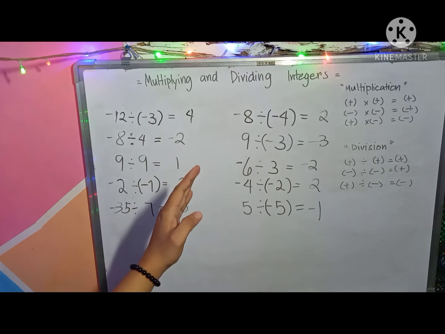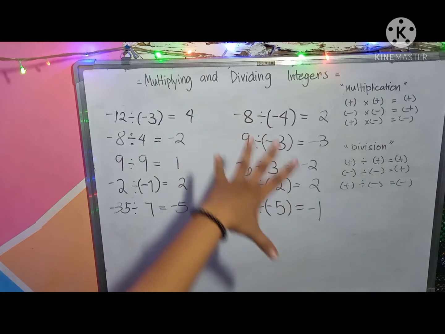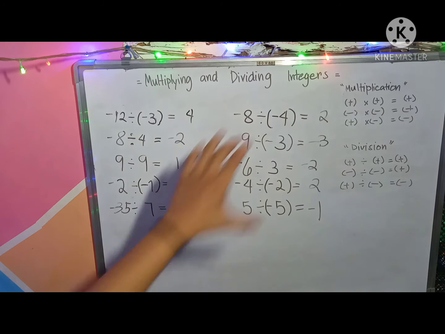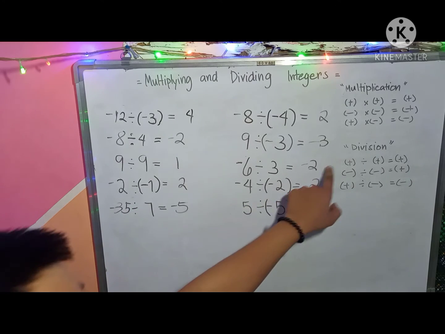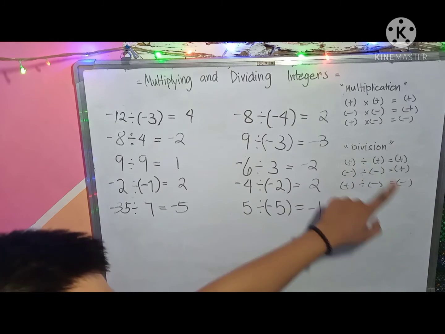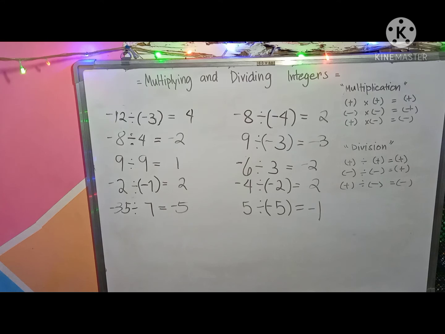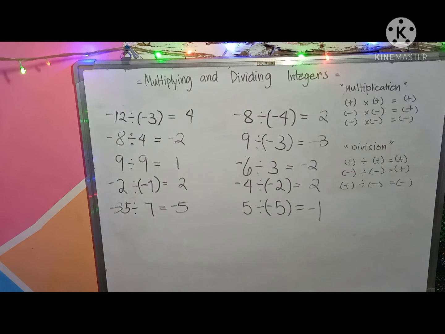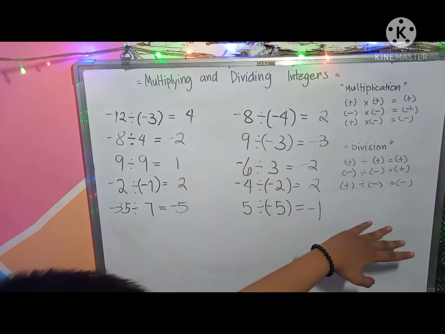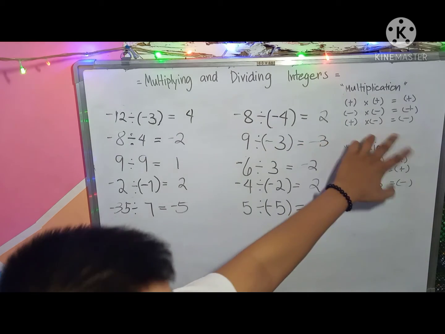So to sum it up, in multiplying and dividing integers, always remember this basis. Lagi na lang ninyong tandaan, kapag like signs ang pinagmumultiply ninyo or dinidivide man, the answer will always be positive: positive times positive, negative times negative, positive divided by positive, and negative divided by negative. Now, kapag unlike sign, when one is positive and the other one is negative, or vice versa, pag tayo nagmumultiply or nagdi-divide ng unlike signs, the answer will be negative.